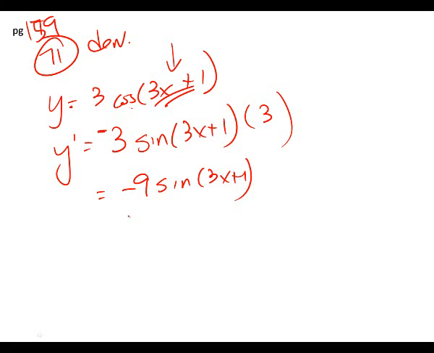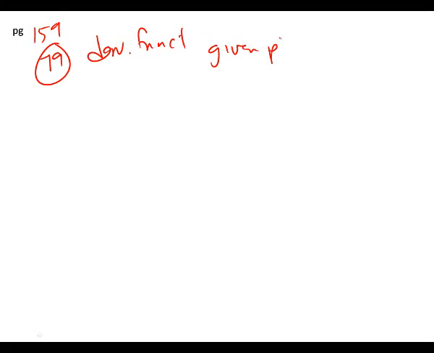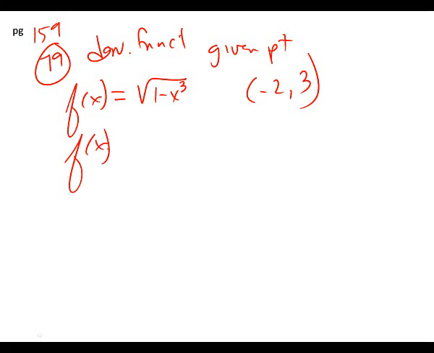Okay. The next one is problem 71. Sorry, 79. Derivative of the function at the given point. So f of x equals the square root of 1 minus x cubed, and the point is negative 2, 3. What am I going to convert that into first? Exponent first, so to the 1/2 power. All right, I'm going to take my derivative.